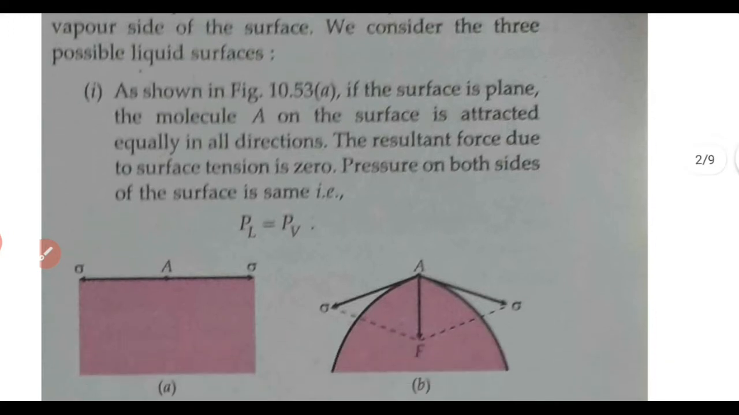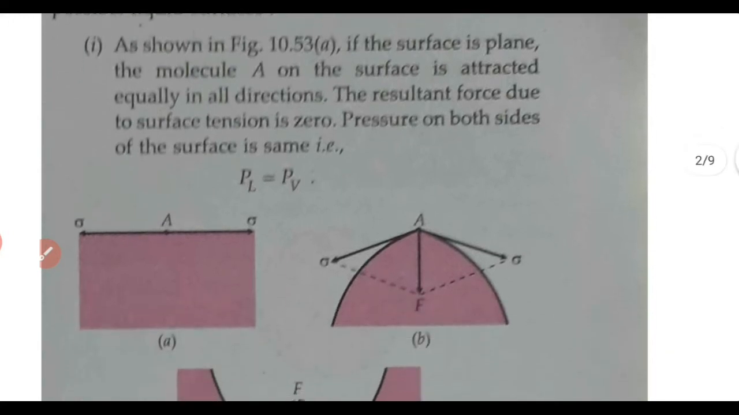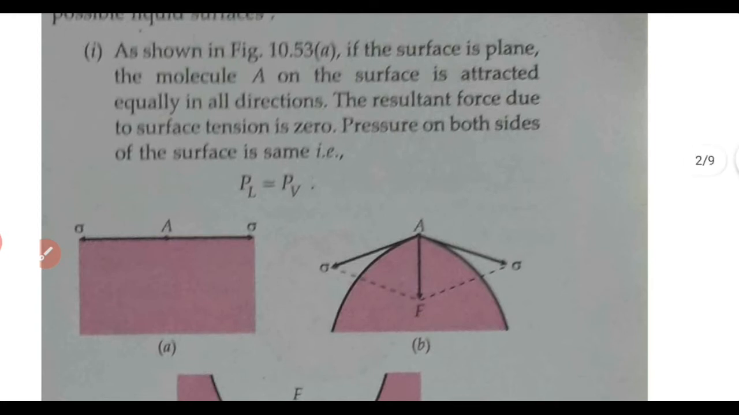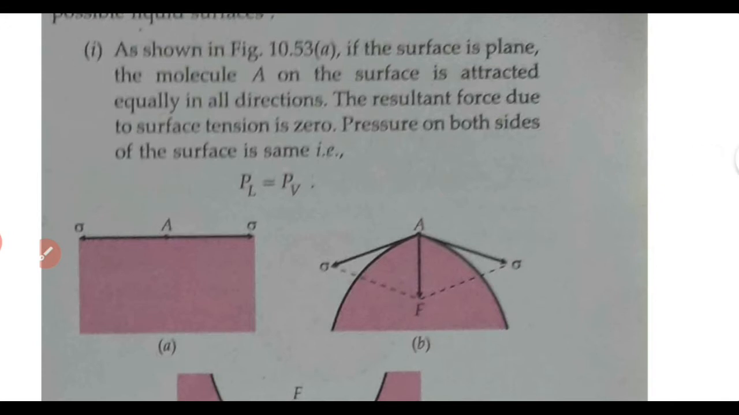If both the pressures are the same, that means the pressure on the liquid side and the pressure on the vapor side, the surface of liquid will be exactly flat. That means we will have a plain liquid surface. But if we have a curved liquid surface, it means that there is a difference in pressure between the liquid side and the vapor side.